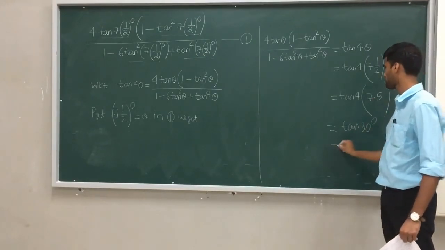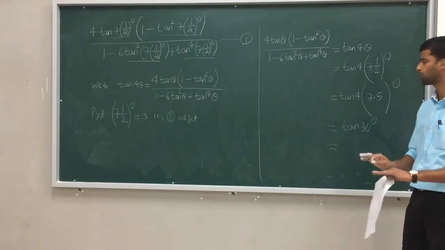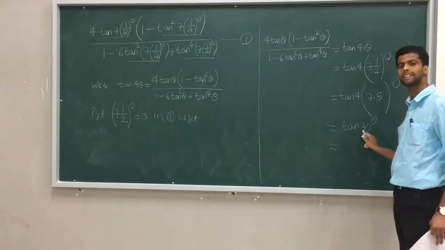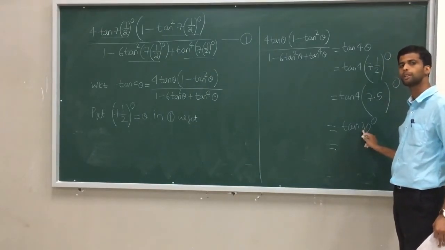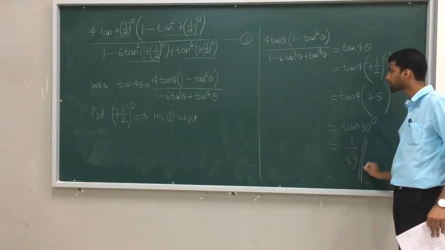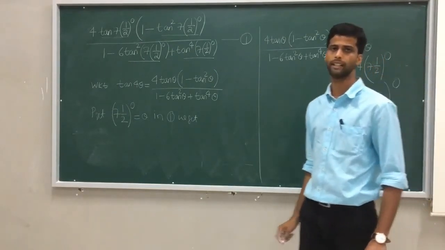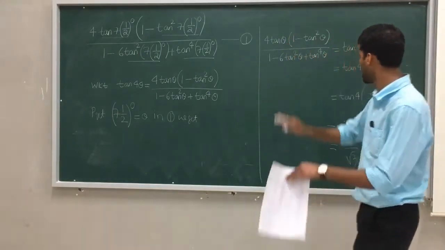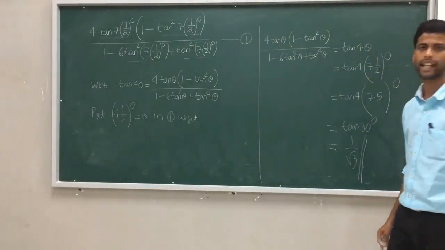Just check how simple it is, if I know the formula. Tan 30 is nothing but sin 30 by cos 30. It is 1 by 2 divided by root 3 by 2. Its answer is 1 by root 3. Though it looks very complicated, if we know the formulas, we can easily shift it to this pattern.